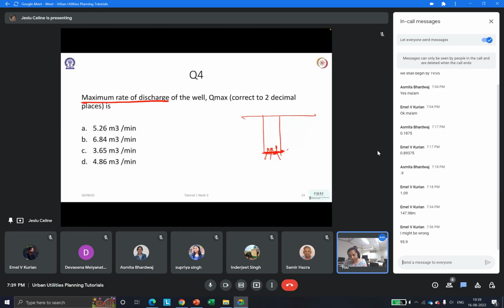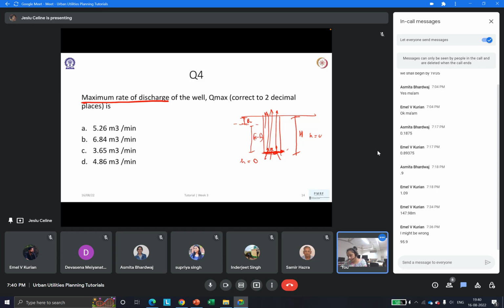So if this was our H, the overall H, we were talking about the depression head, and this height we were talking about as H minus h and all that. So over here we are talking about maximum discharge, where that h, or whatever value we are talking about, becomes zero, so that we get the maximum discharge. So basically we are taking h equal to 0.